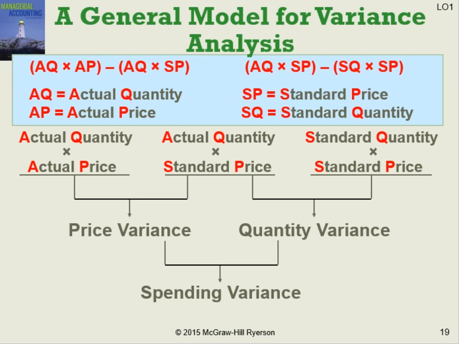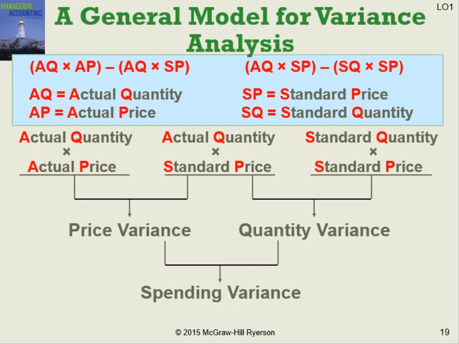So if AQ times AP minus AQ times SP is the price variance, you can gather the AQ outside and just take AQ times the difference between the actual price and the standard price. The way this formula is set up, with the standard price applied to the actual quantity subtracted from the actual quantity times the actual price, if you pay more, you actually get a positive number.